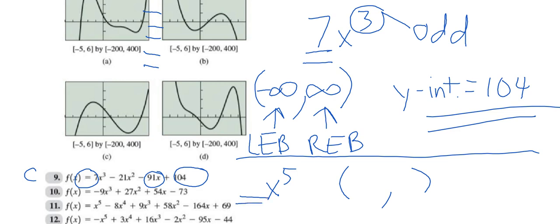So we've got a positive 1 leading coefficient. What is the right end behavior? Because we've got a positive 1 right there, positive infinity. Okay, what's the left end behavior? Because we have an odd degree, it's the opposite. Y-intercept? 70 minus 1.